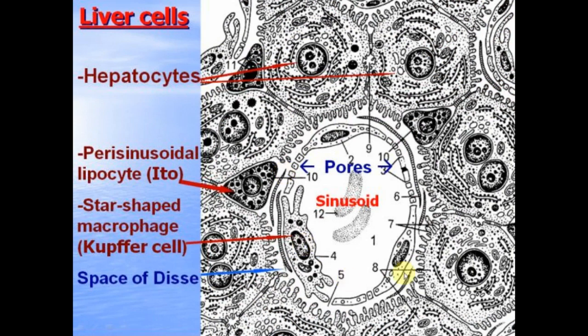This is a sinusoid blood capillary in transverse section. Its wall consists of fenestrated endothelial cells and star-shaped macrophage Kupffer cells located here. There is the perisinusoidal space, microvilli of hepatocytes, between hepatocytes bile canaliculi, perisinusoidal lipocytes, Ito cells.